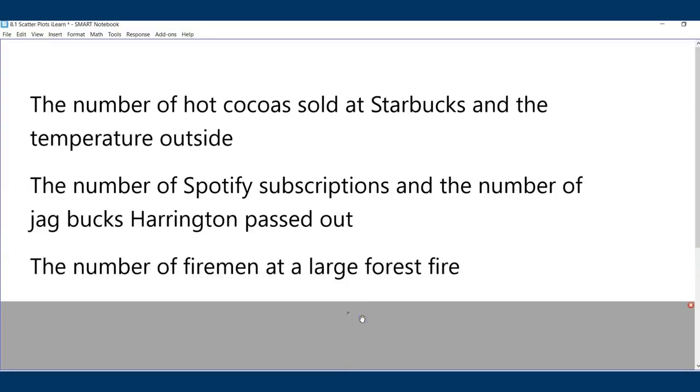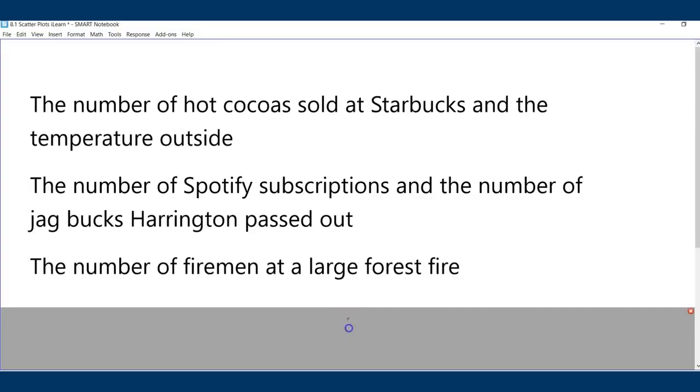Next one, the number of firemen at a large forest fire. So this can get a little tricky. If the forest fire is really large, the number of firefighters at that forest fire might increase, but it's not a causation. One of those variable statistics does not affect the other. In other words, the more firefighters that go to the fire does not make the fire bigger. So that would just be an association.